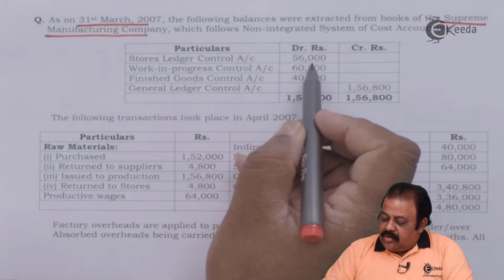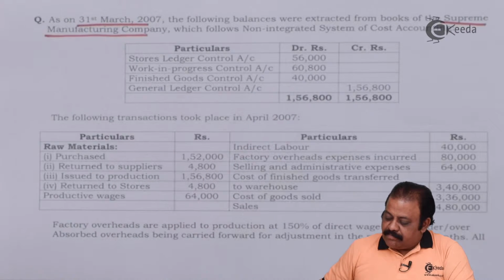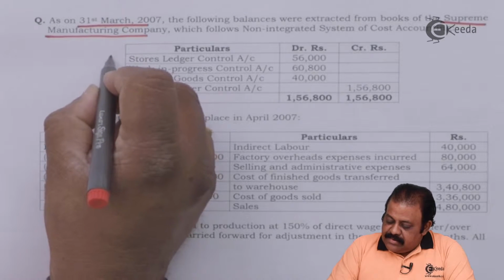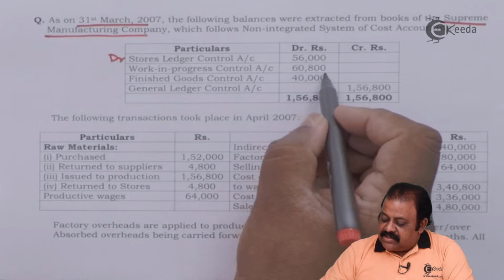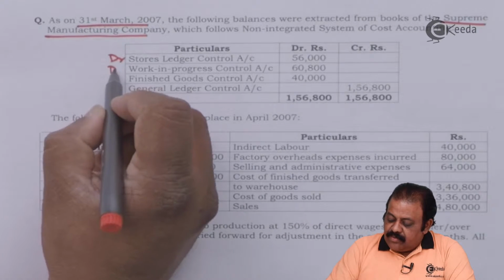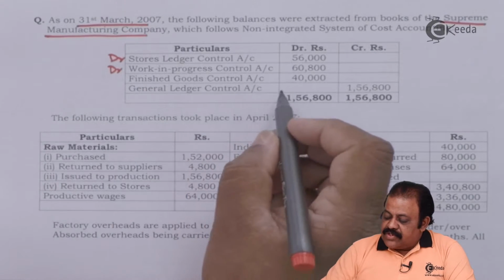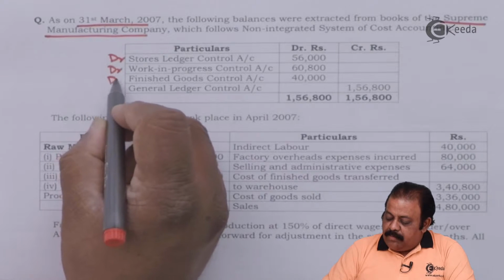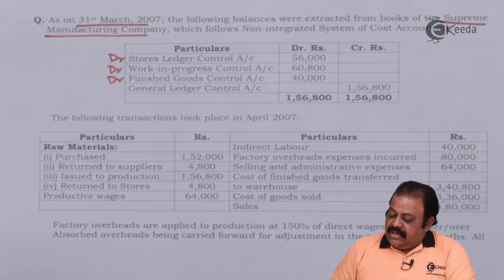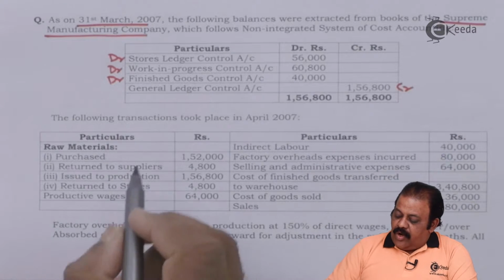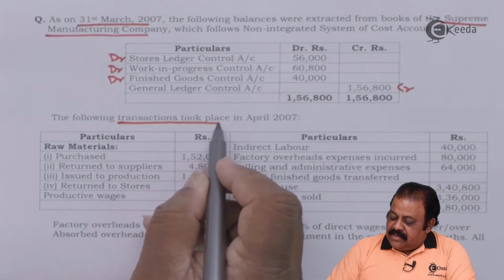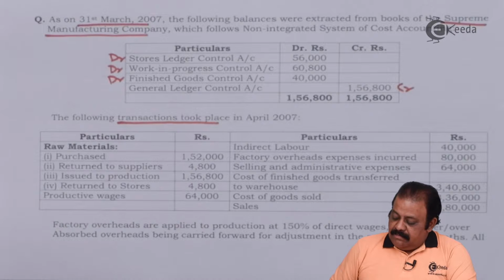Store ledger control account 56,000. This is opening debit balance. Work in progress control account 60,800, opening debit balance. Finished goods control account, opening debit balance. General ledger control account, opening credit balance. The following transactions took place in April 2007.